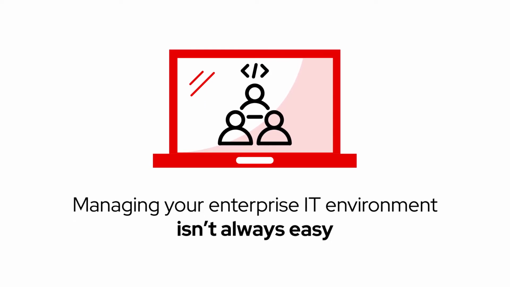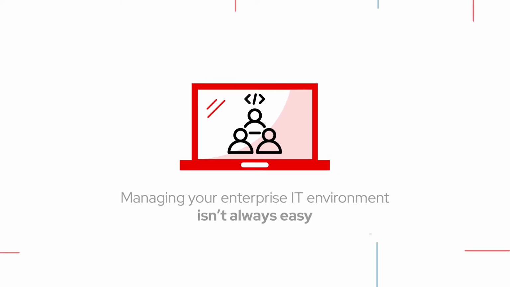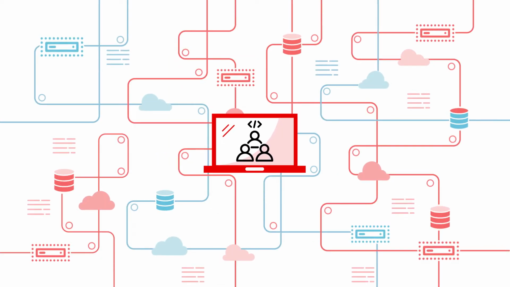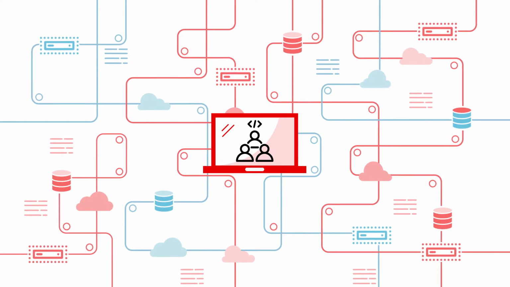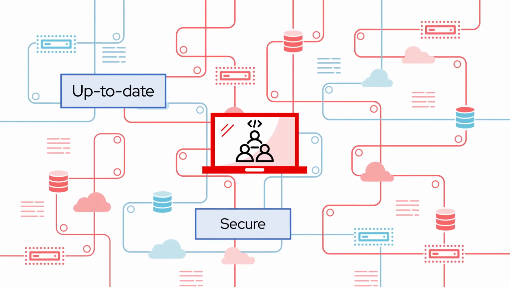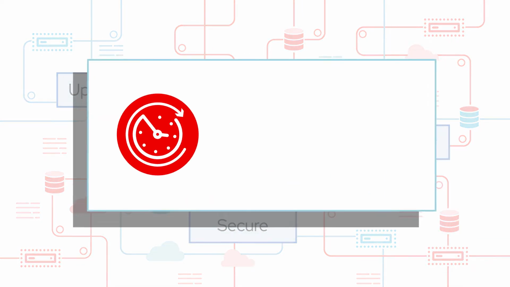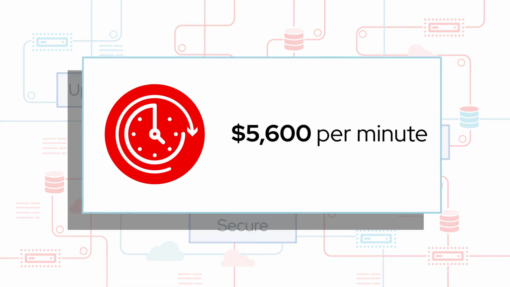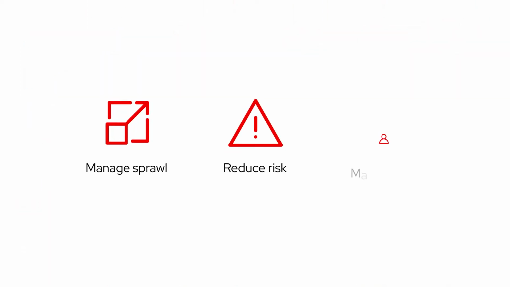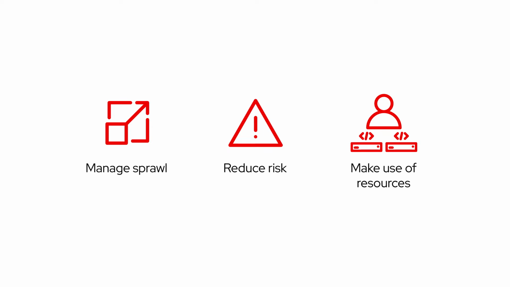Managing your enterprise IT environment isn't always easy. With more infrastructure and greater complexity than ever, teams are being asked to do more with fewer resources. And keeping everything up to date, secure, and compliant can be a real challenge. When the average cost of downtime is $5,600 per minute, finding a way to manage sprawl, reduce risk, and make better use of the resources you have is a top priority.